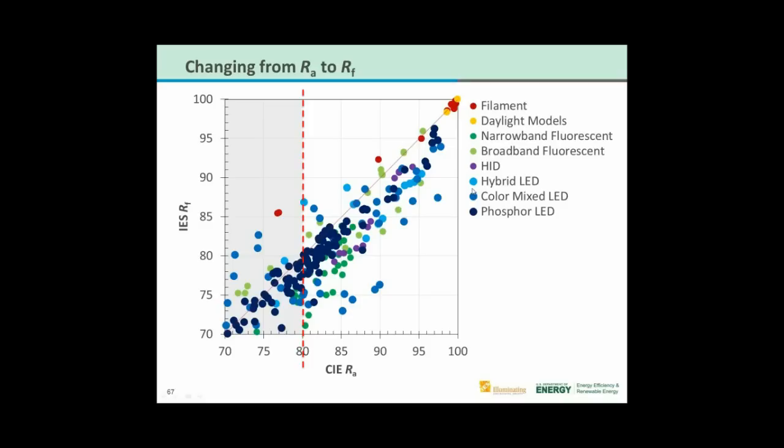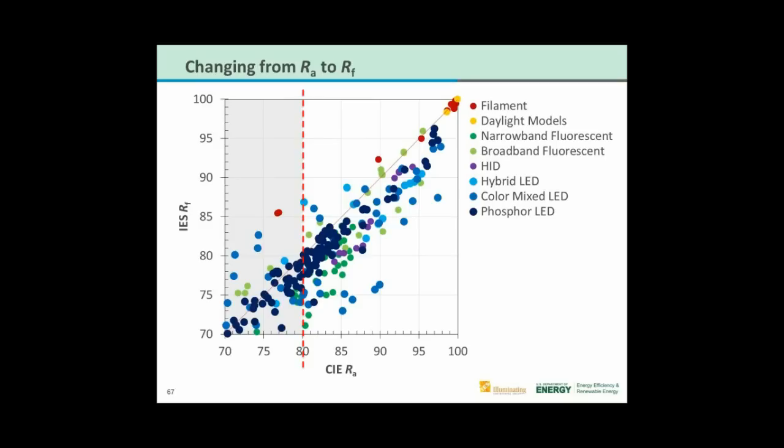Hybrid LED is a blue pump LED typically, plus either some type of red emitter or some type of other modification to the spectrum. Color mixed LED would be RGB, RGBA, mixes of individual colored primaries, and phosphor LED is your standard blue pump or violet pump LEDs. So anyway, back to where I was after explaining that question.